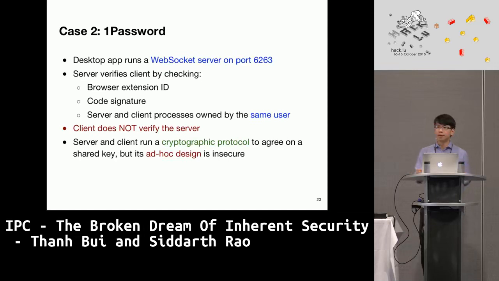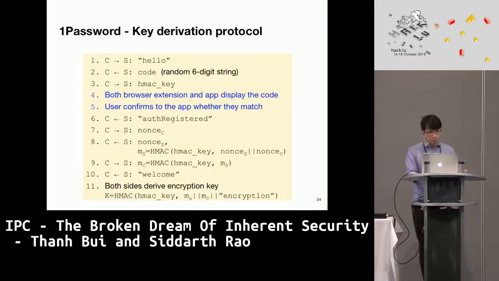However, the client here does not verify the server. It actually cannot, because the browser extension is sandboxed by the browser and it has access to a very limited API. So this allows the MITM attacker to perform server impersonation. The client and server run an ad hoc protocol in the first communication to exchange an encryption key, but the design of the protocol is not secure enough to prevent the server impersonation attack. So let us take a look at the protocol. This is how the protocol looks.